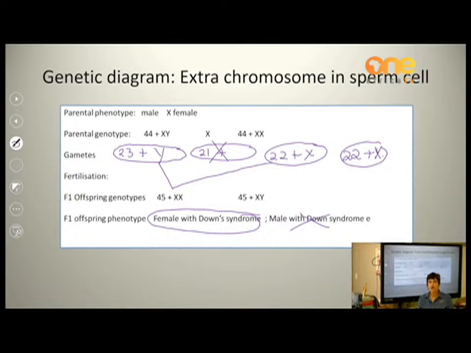During the formation of the gametes, the sperm or the ova, 2 chromosomes of pair 21 fail to separate. The gamete has an extra chromosome. The egg or sperm can now have 24, 23 plus the autosome. Now, 23 plus 1 is 24. Okay, 24 instead of 23.